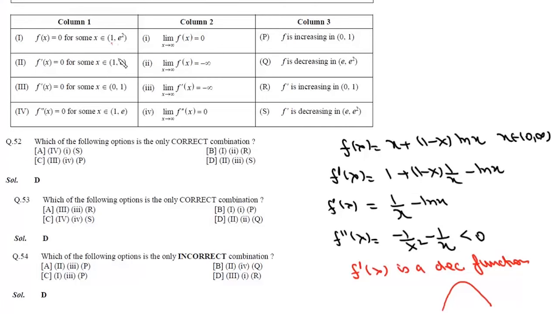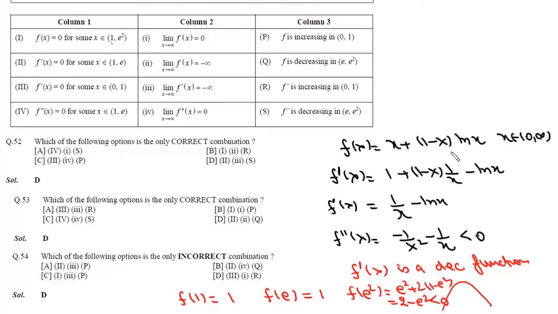Now if we find f(1), it will be 1. f(e) will be, this is e and 1 minus e, f(e) is 1, and f(e square) will be e square plus 2 into 1 minus e square, which is 2 minus e square, and that is less than 0.